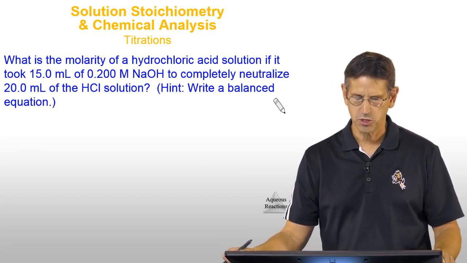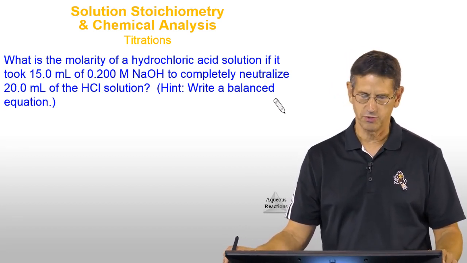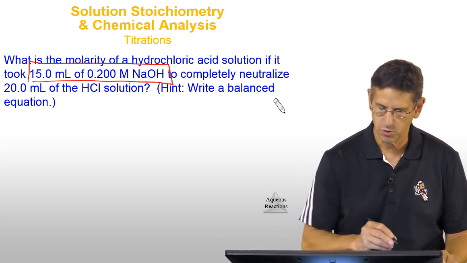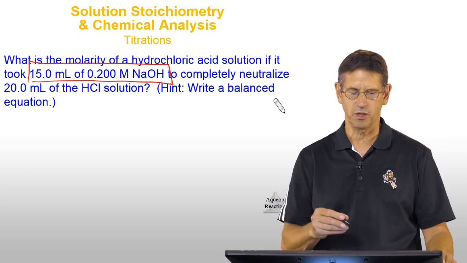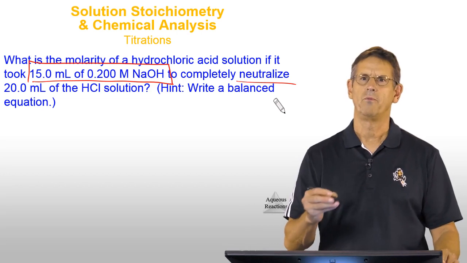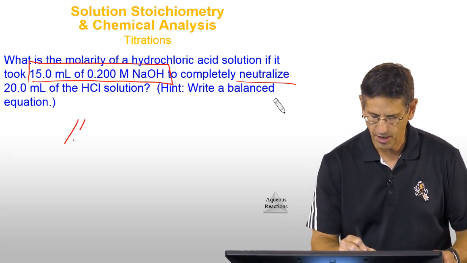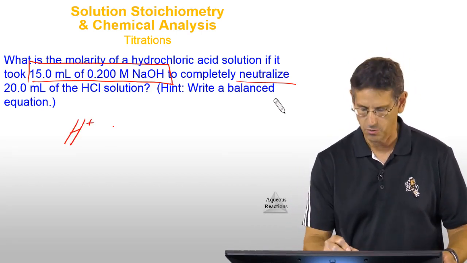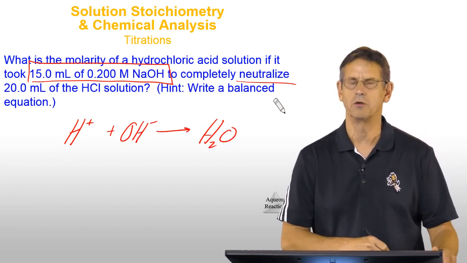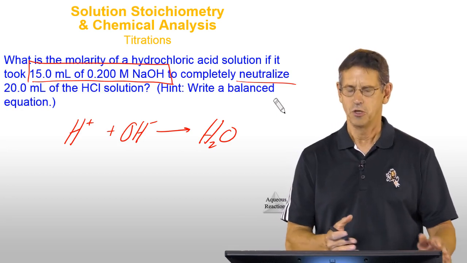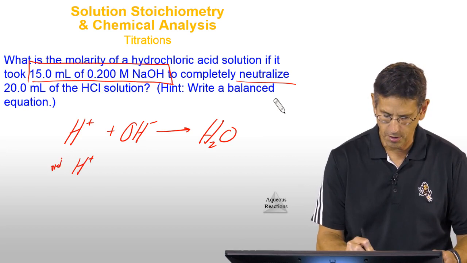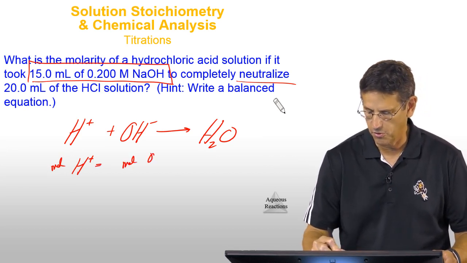What is the molarity of a hydrochloric acid solution if it took 15 mL of a 0.2 molar sodium hydroxide solution to completely neutralize 20 mL of the HCl solution? What do we mean by neutralize? I've got an acid, and I'm going to neutralize it with a base. We say neutralize because you produce water. That's neutralization. So the equivalence point means the moles of H+ equal moles of OH-.